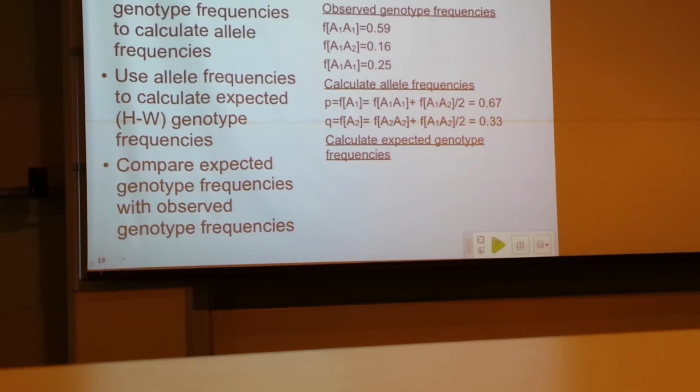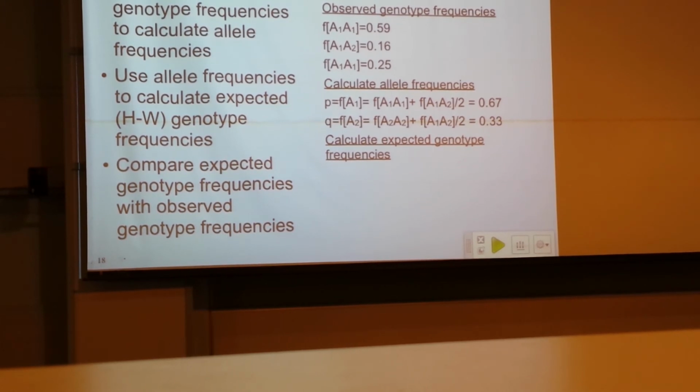Now, importantly, these frequencies, what do they sum to? They sum to 1. That's right, because these are all of the possibilities in the population. There are no other possibilities. All of the individuals are either A1, A1, A1, A2, or A2, A2. A2, A2, remember, that's a typo. A2, A2 is 0.25. But in any case, they have to sum up to 1. It's the population. You want to know what's the frequency in the whole population.